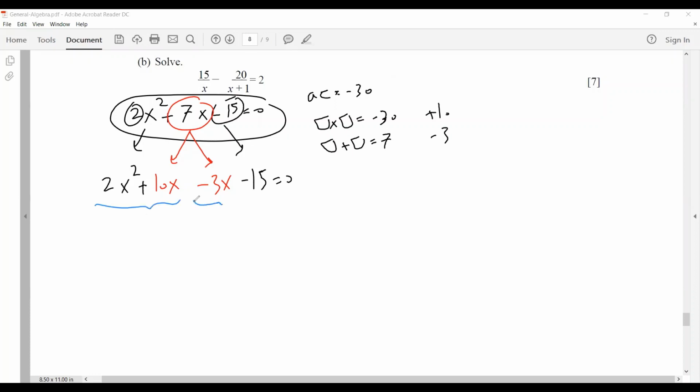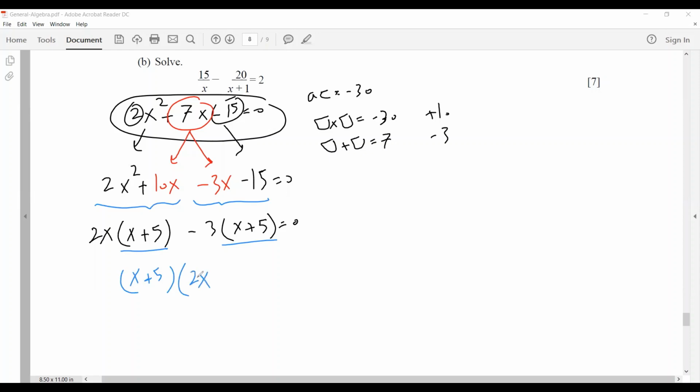These two I factorize together, and these two together. I can take 2x out, and I'm left with x and 5. And here I can take negative 3 out, which again leaves me with x plus 5 in the bracket. Now I have a common factor. I can take it out and multiply it by what's left from the first and second terms. Therefore, this leads to x being negative 5, right? Because x plus 5 is equal to 0.